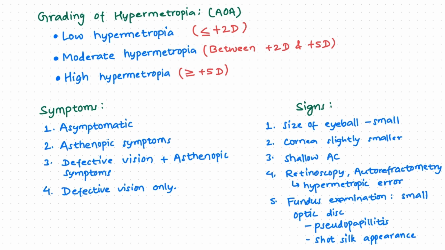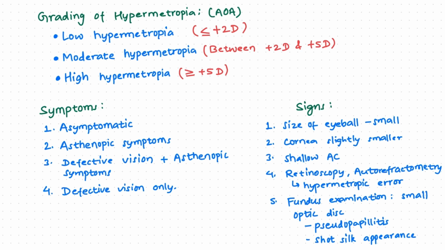When the amount of hypermetropia is such that it is not fully corrected by that effort, then the patient complains of defective vision as well as asthenopic symptoms because of accommodative efforts. Now the fourth symptom is defective vision only. It is when the amount of hypermetropia is very high that the accommodation is not going to correct it, then the patient usually does not accommodate. Then there occurs marked defective vision and no asthenopic symptoms.